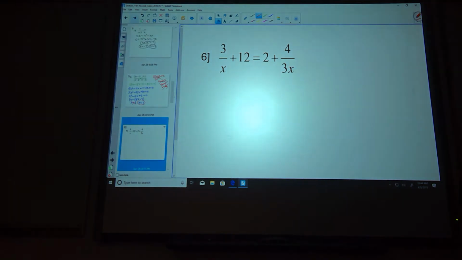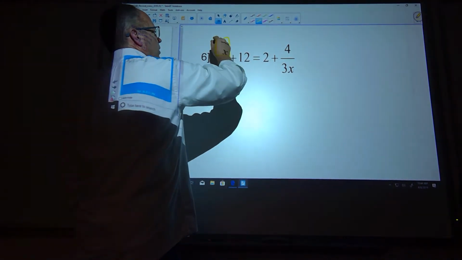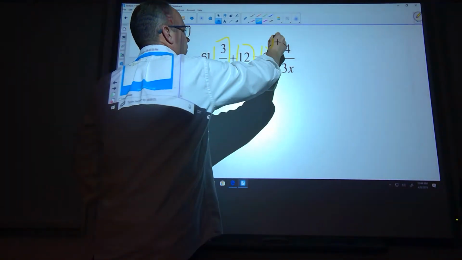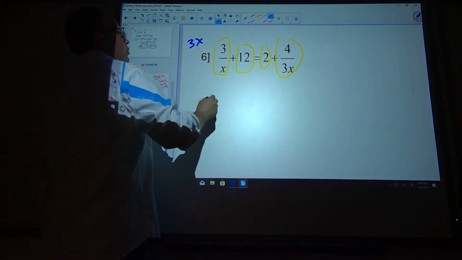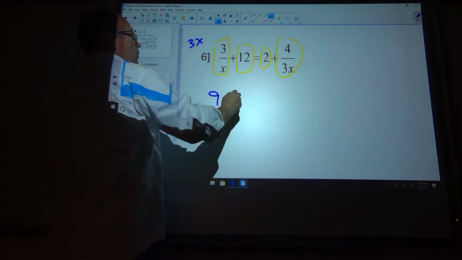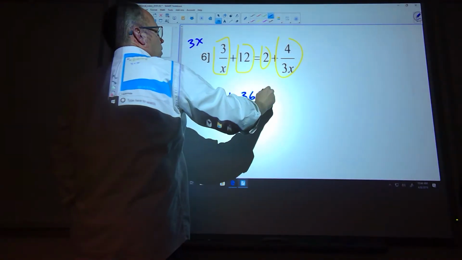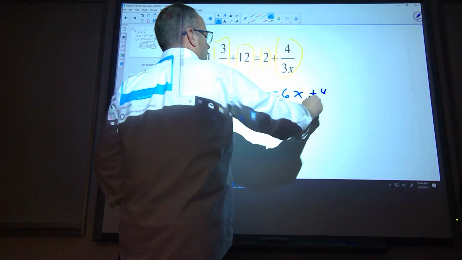All right, I can't cross multiply on this one at this point, so this is one of the ones that I want to go through, and I want to take all 4 of my terms. So there's 1 term, 2 term, 3 term, 4 term. I want to multiply everything by 3x. So on the first one, I just get 9. On the second one, I get 36x. Third one, I get 6x. And the fourth term, I just plus 4.